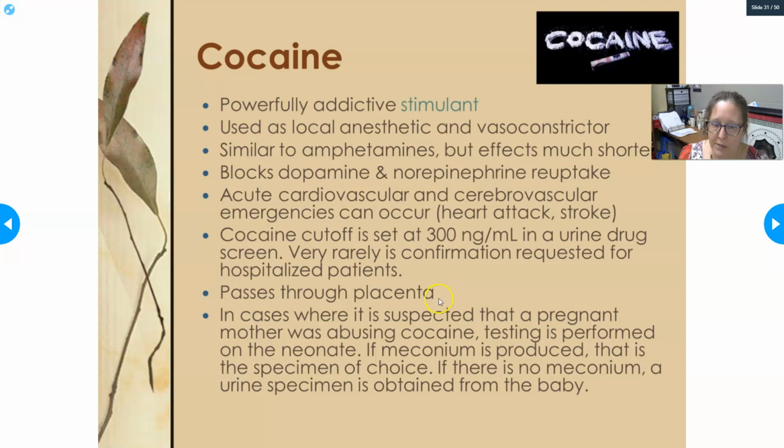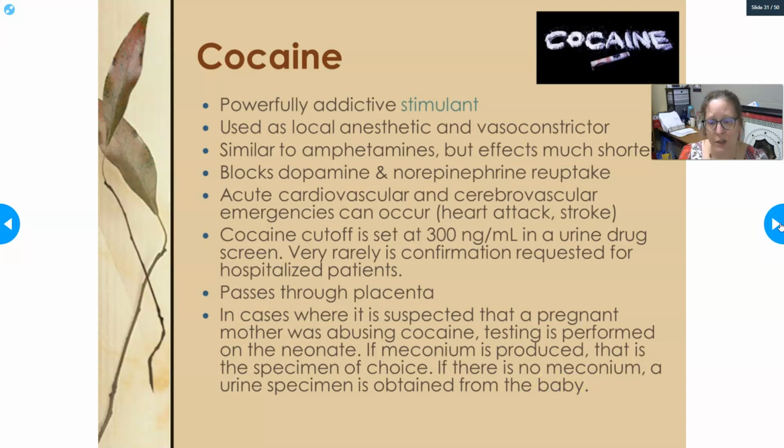It does pass through the placenta, so in cases where it is suspected that a pregnant mother was abusing cocaine, the testing will be performed on the newborn. If the meconium is produced, so meconium is that first bowel movement, which will be basically from the amniotic fluid, etc., that is the specimen of choice. If there's no meconium or it's not possible to collect it, sometimes they pass it as they're being born, then a urine specimen can be obtained from the baby and tested.